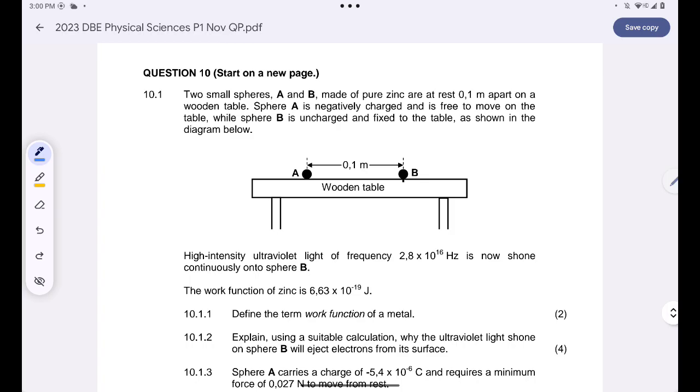Okay, this is the frequency of the light, guys. And please note that if the frequency of the light is higher than the threshold frequency, we will have an emission of electrons. The first thing we are being asked is to define the term work function of a metal. Work function of a metal is the minimum energy required to emit an electron from a metal surface.